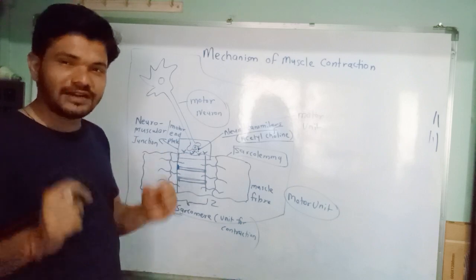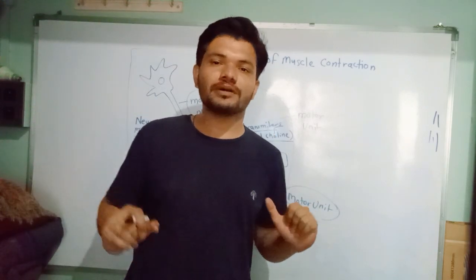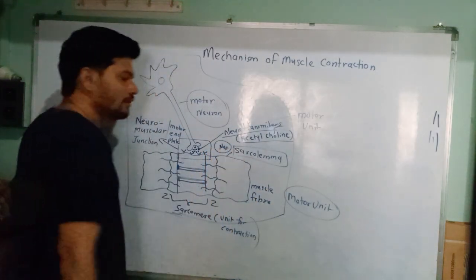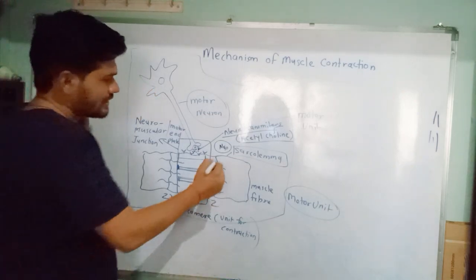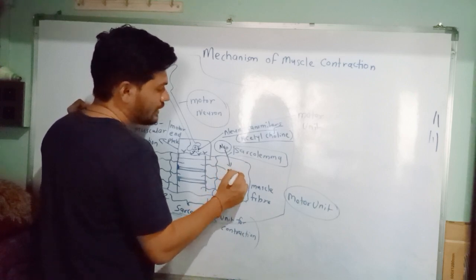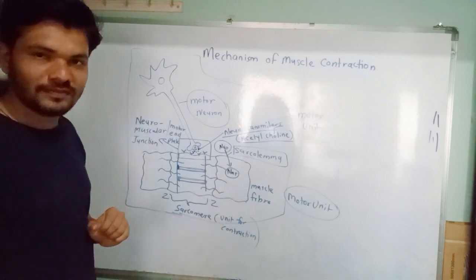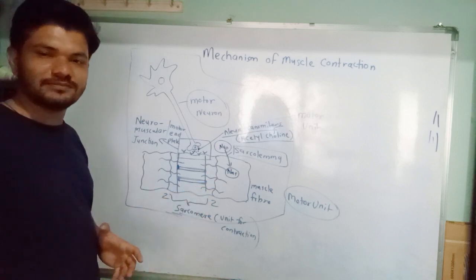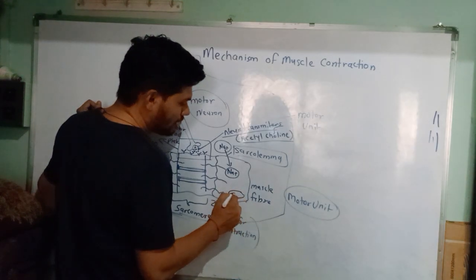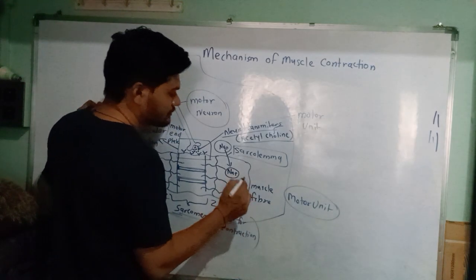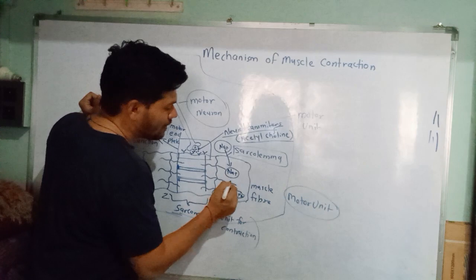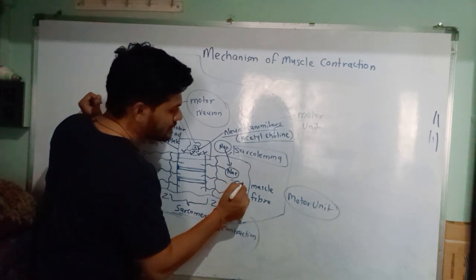what will happen? It will result in an action potential in the sarcolemma. There are some Na+ ions present outside your sarcolemma. Those Na+ ions will come into the sarcoplasm. And by looking at these Na+ ions, who is a friend of Na+? Calcium. We all know that the sarcoplasmic reticulum has calcium in it, Ca++. So these calcium ions will come into the sarcoplasm.